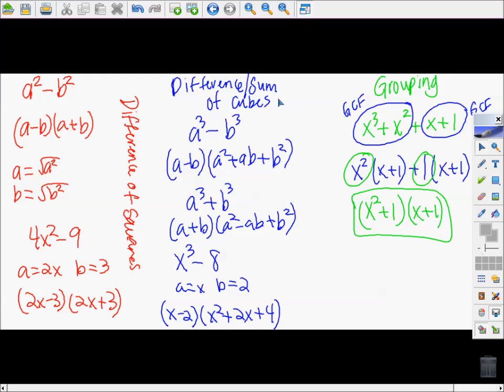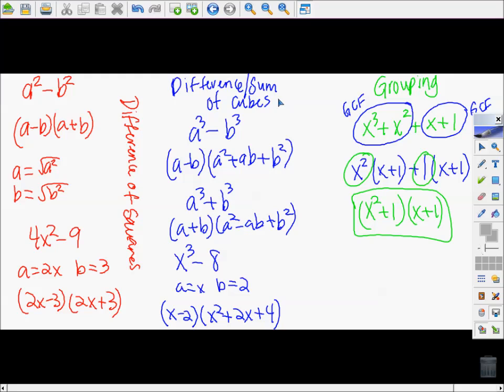Excuse me? Difference of squares? Oh, okay. Thanks. It's difference of squares. I forgot to write it at the top, so I had to squiggle it in somewhere.